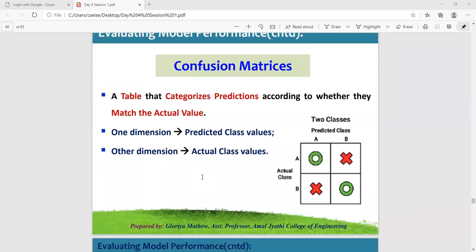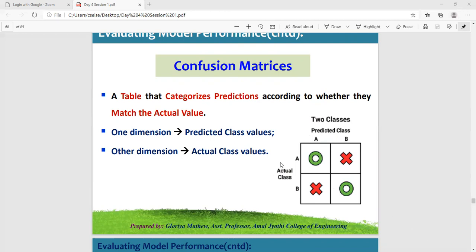So what is a confusion matrix? It is a table that categorizes the predictions according to whether they match the actual value. In one dimension you have the predicted class values, the other dimension you have the actual class values. So if my actual class value is 1 and the predicted class value is 1, that we call a confusion matrix. In one dimension it's the predicted class values, the other dimension we consider as actual class values.